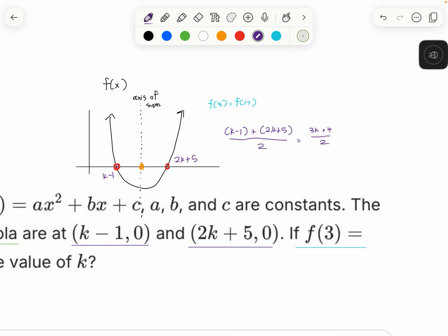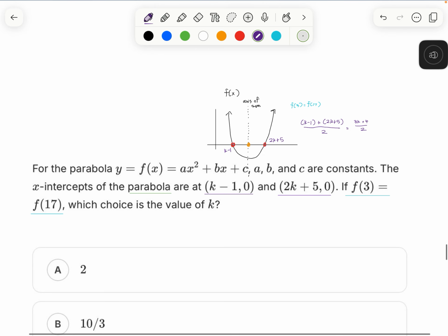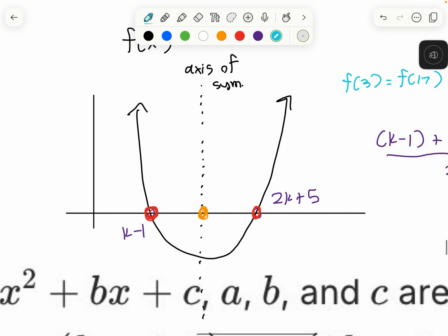Alright, so now they also tell us that f of 3 equals f of 17. Let's say f of 3 was here and f of 17 was here, right? So this is 17 comma f of 17. This is 3 comma f of 3.